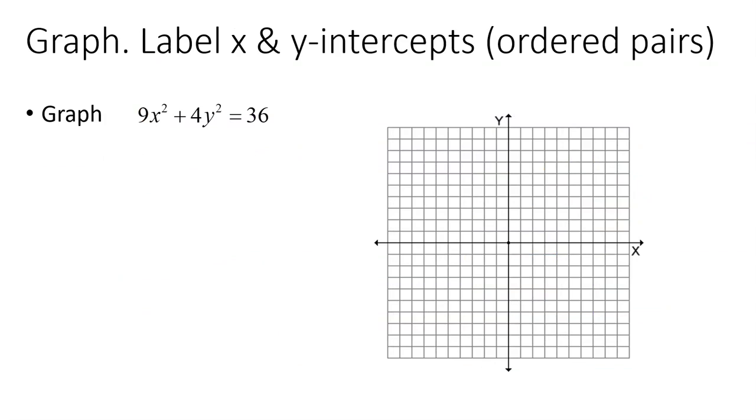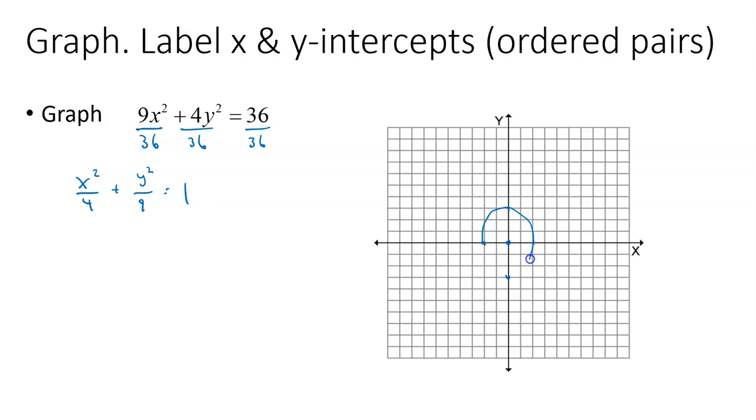All right, this says graph, label x and y intercept. So the first thing is I need this thing to be set equal to 1. So I'm going to divide both sides by 36. So divide this by 36, divide that by 36, divide that by 36. Well, here a 9 cancels top and bottom, and I get x squared over 4. Here a 4 cancels top and bottom, and I get y squared over 9. 36 over 36 is 1. So the square root of 4 is 2. We start at the origin. 2 to the right, 2 to the left. Square root of 9 is 3. 3 up, 3 down.